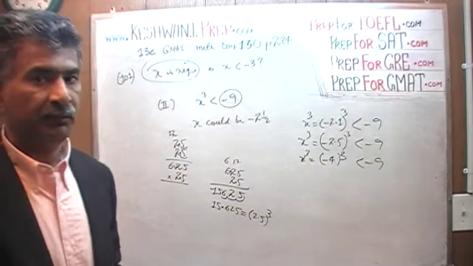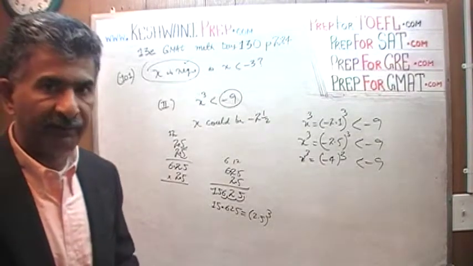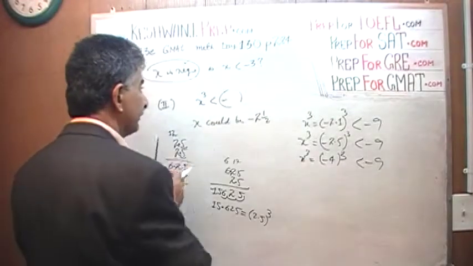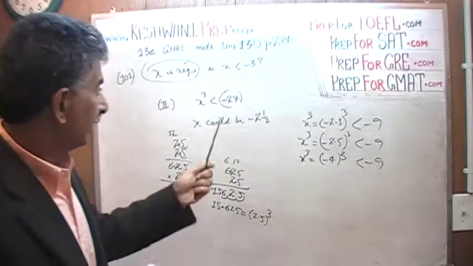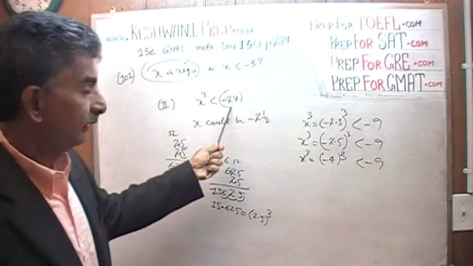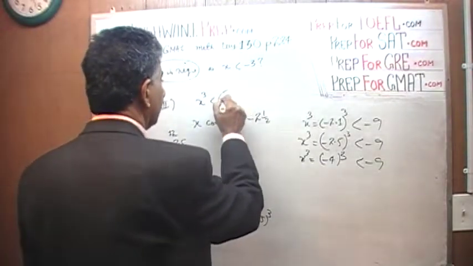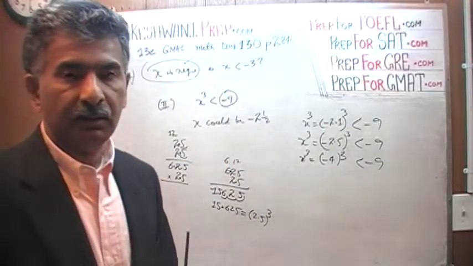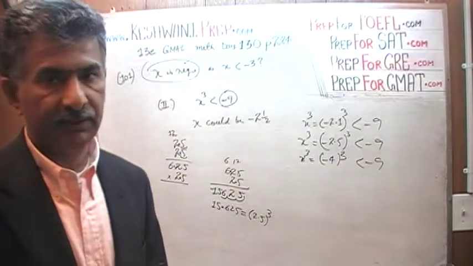We would have been in a position to say that for a fact, that x must be less than negative 3, had they told us that x cubed is less than negative 27. But that's the tricky part. They're not telling us 27, they're telling us 9. And they're hoping that in carelessness you might misread it and jump to the conclusion that x is less than negative 3. X is not less than negative 3.